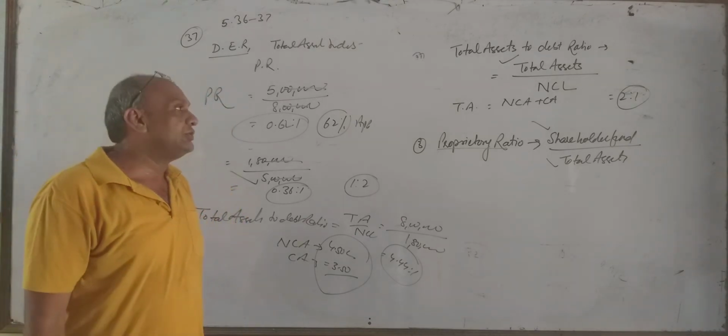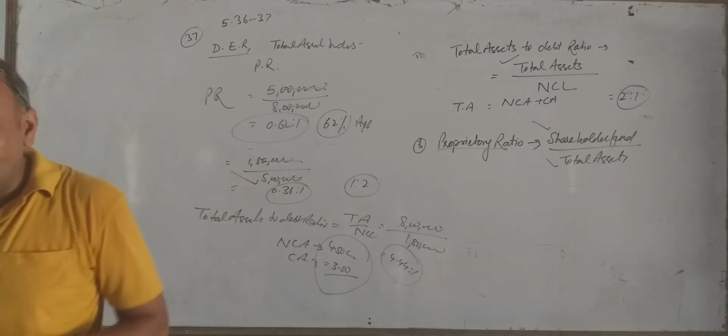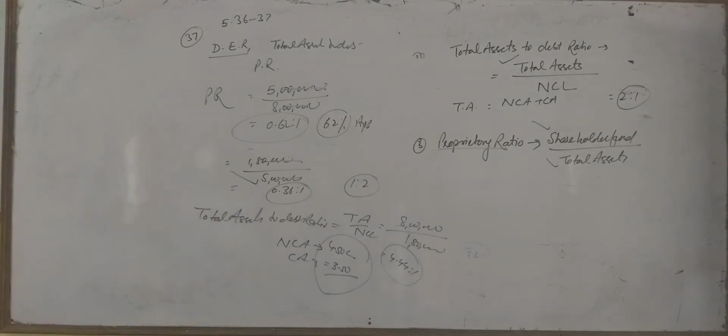Owner fund. So this was today's ratio, which is known as solvency ratio: debt equity ratio, total assets to debt ratio, and proprietary ratio.